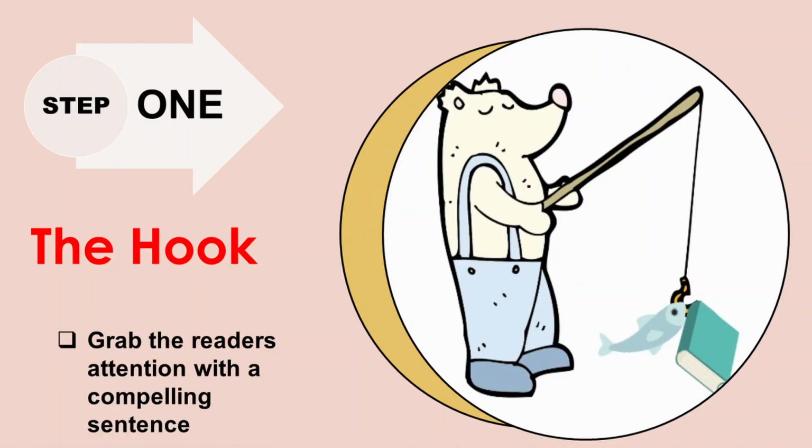So the first thing is that you need to grab the reader's attention. So you need to have something in your first paragraph that grabs the reader's attention. We usually call this the hook. So I'm going to read you an example of what a hook would be like. Usually it has a statistic or it has a very catchy quote. So here is an example.